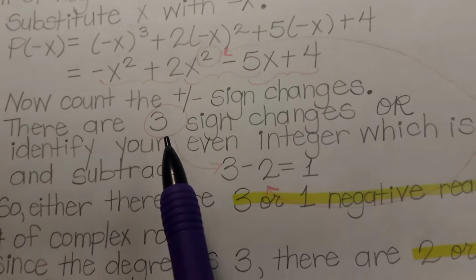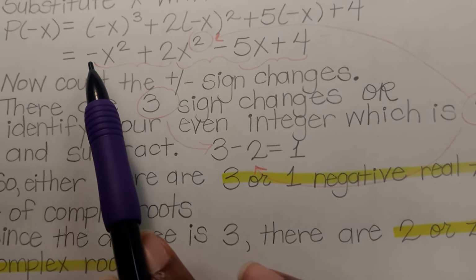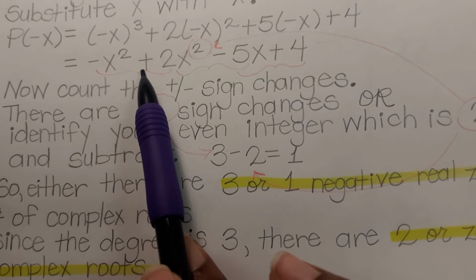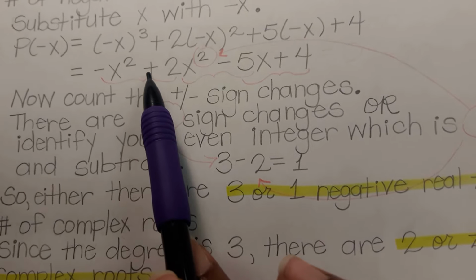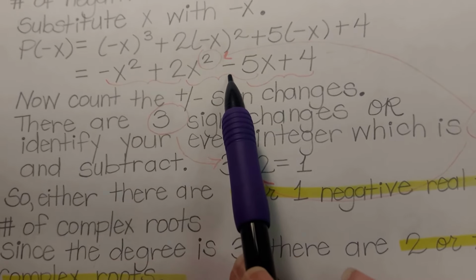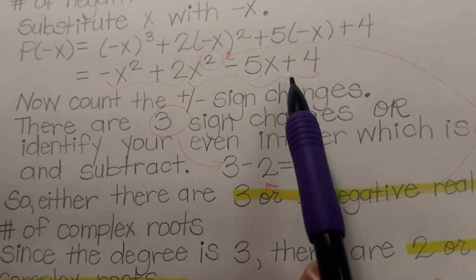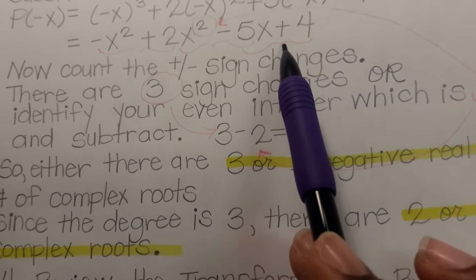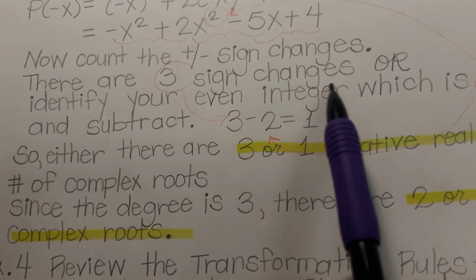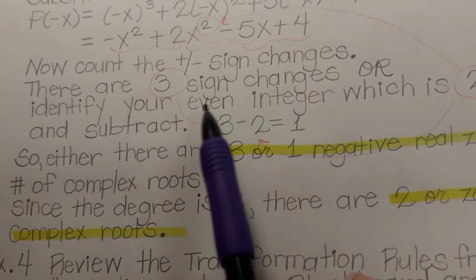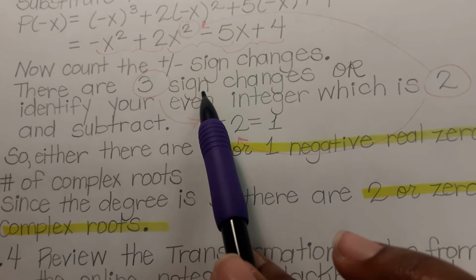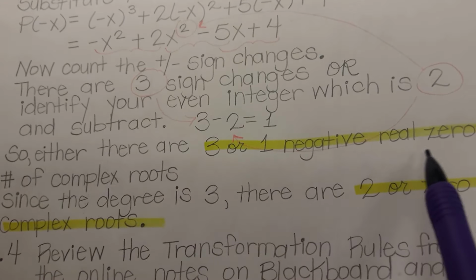So now I count how many times my sign changed. Right here, I went from negative to positive. That's one change. Then from here, positive to negative, that's a second change. And then from a negative to a positive, that's a third change. So there are 3 sign changes. So one of my possibilities can be 3 negative real zeros.